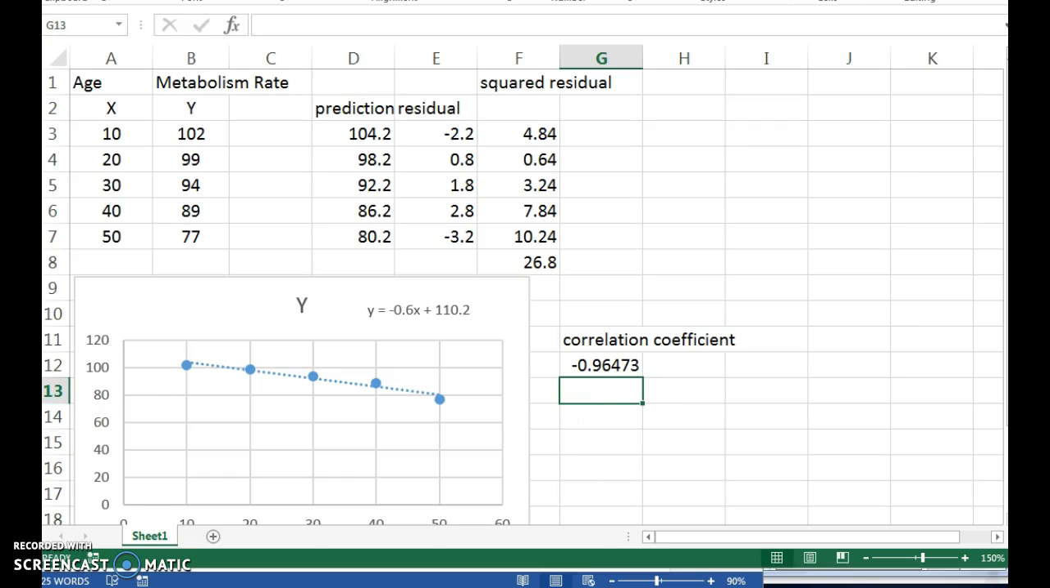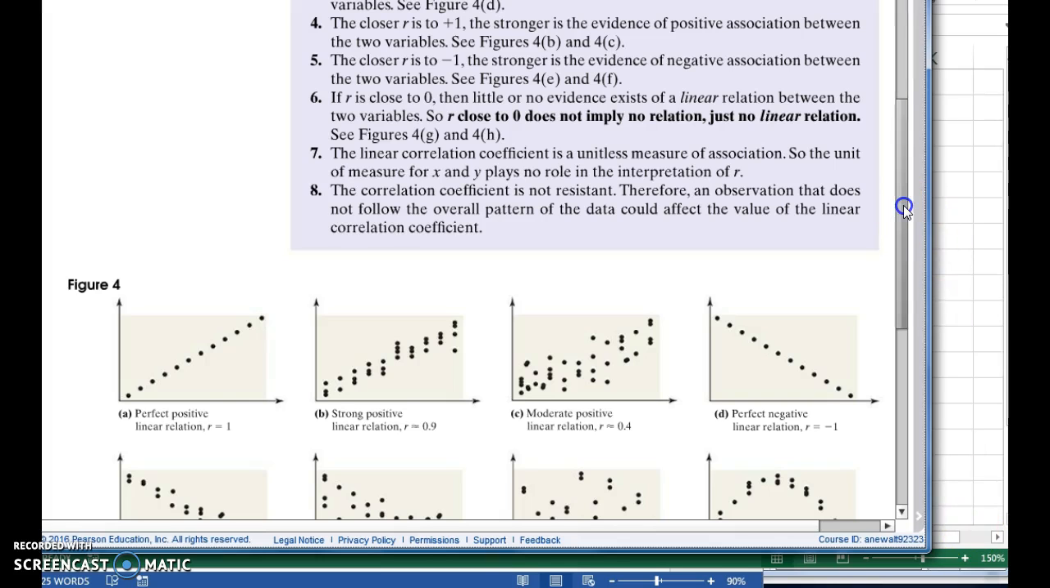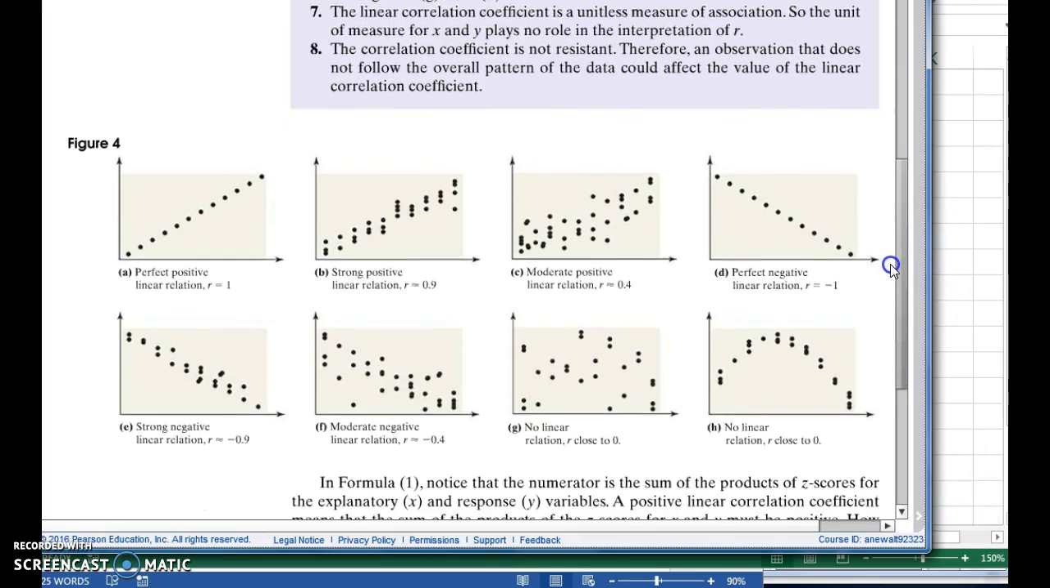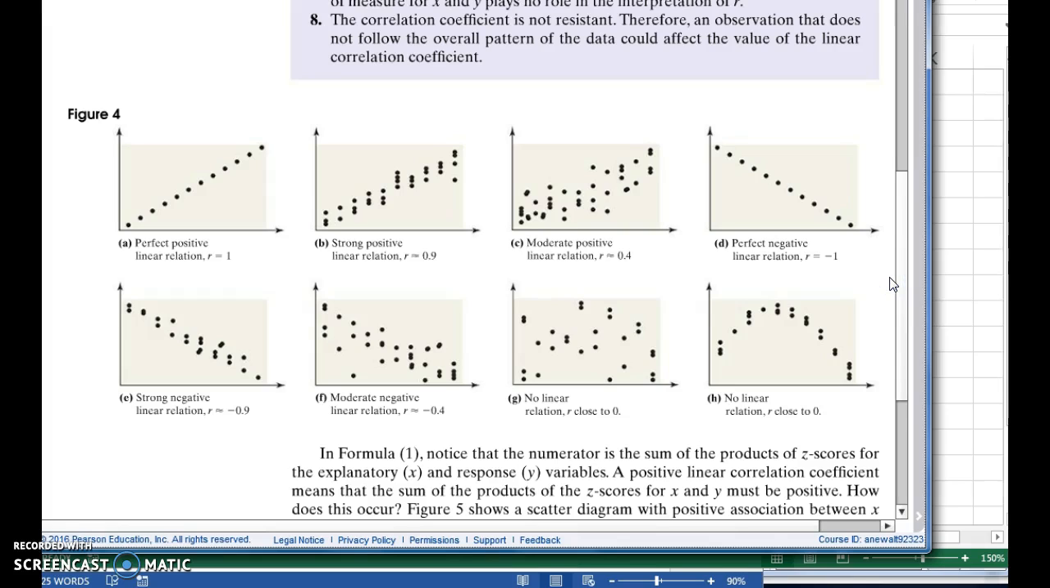Let's look at the textbook for a good explanation of what the correlation coefficient is measuring. So it's always between -1 and +1. +1 means the points are on a perfectly straight upward sloping line. -1 means the points are on a perfectly straight downward sloping line. And so everything in between 1 and -1 for the correlation coefficient is going to be between those two extremes.